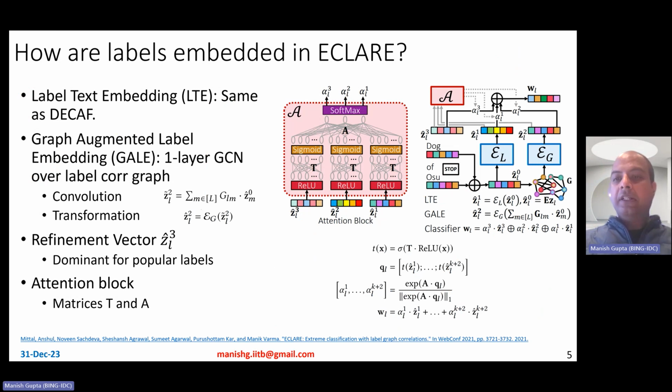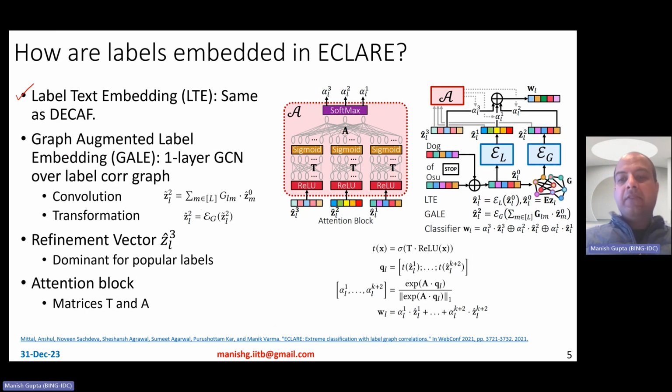So label embeddings are learned in ECLAIRE in three important ways. We'll look at these three ways on this slide. The first simple way of learning label embeddings is to basically just learn label text embeddings, as was done in DECAF. The main selling point in DECAF was coming up with label metadata or label text embeddings. That's what ECLAIRE also does.